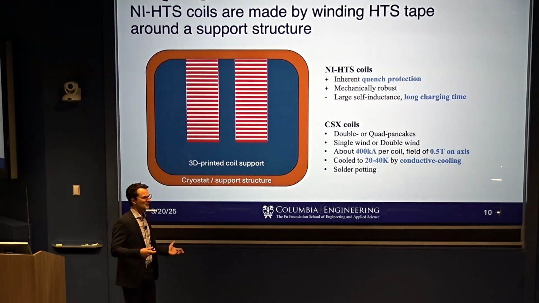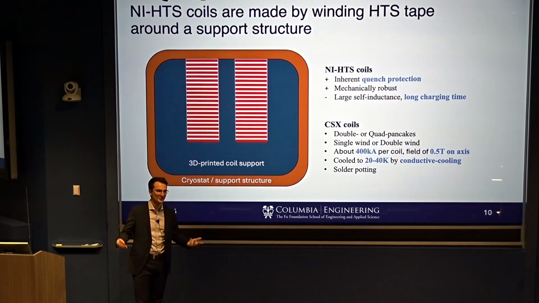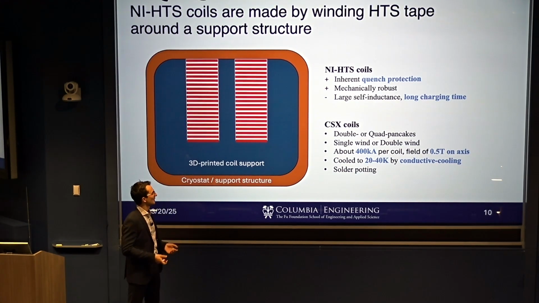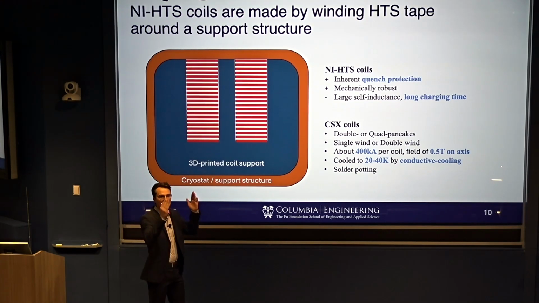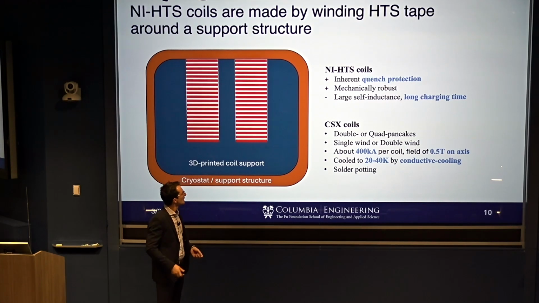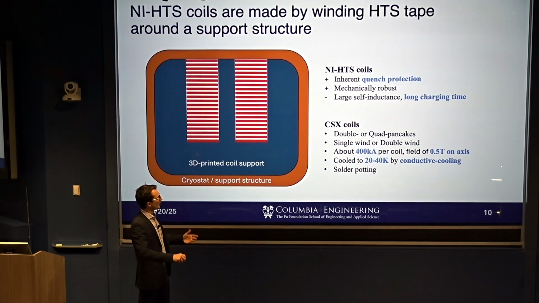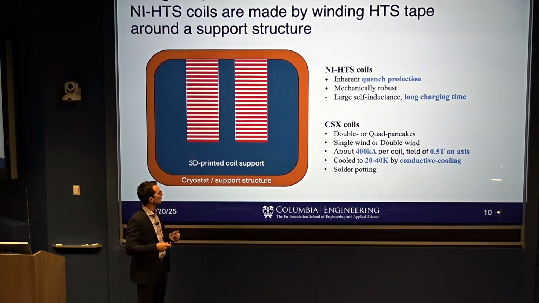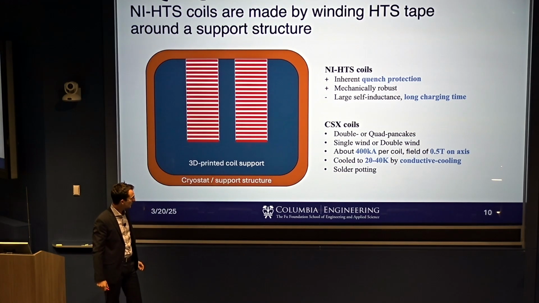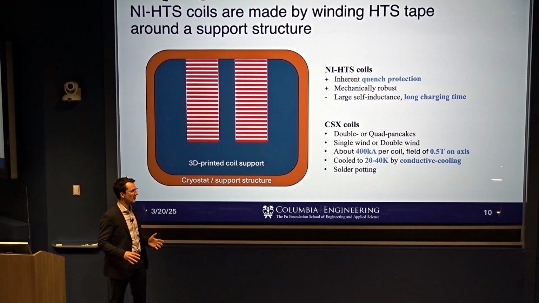In our case, we don't really care about this because it's a stellarator, so we can take a long time to charge it. We don't really want to have active control or something with this. Regarding CSX coils, we are looking at double pancakes, so as I show here, or quad pancakes, that would be with 4 winding tracks. With either single wind or double wind, so that's how many tapes are getting out of the winding pack. And we are looking at coils that would carry about 400 kiloamps for a field of roughly 0.5 Tesla on axis. All of this has to be cooled to 20 to 40 kelvins by conductive cooling.